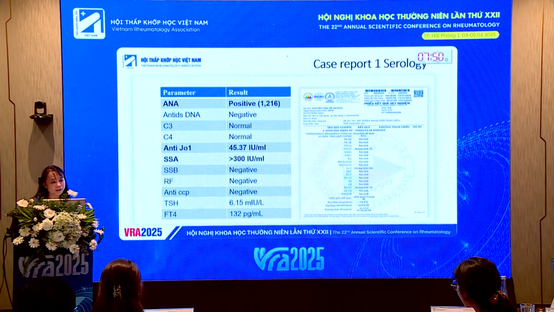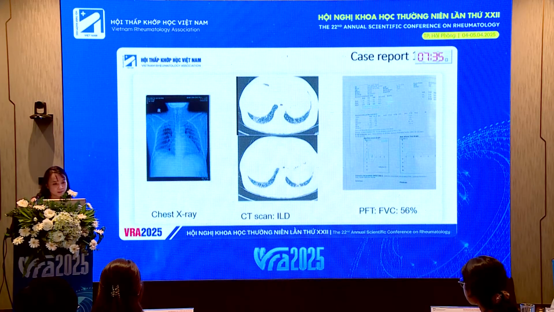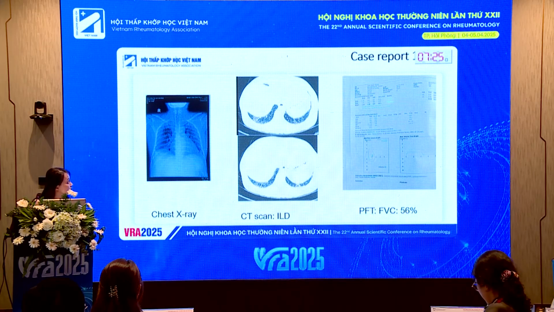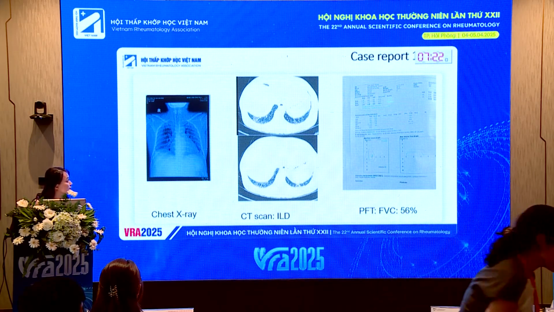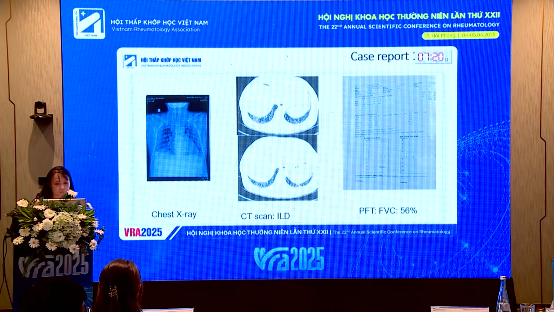Serology panel shows ANA positive, anti-Jo1, anti-SSA positive with very high titer, and high MDA5, high positive Ro52 positive. The slide emphasizes the importance of CT scan over chest X-ray. Chest X-ray is normal. CT scan shows reticular findings on basal lung, including subpleural, and low FVC of 56%.